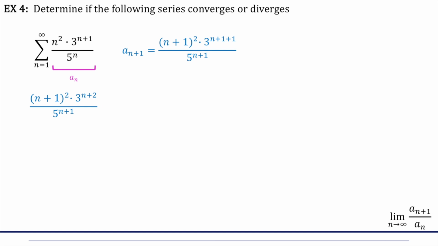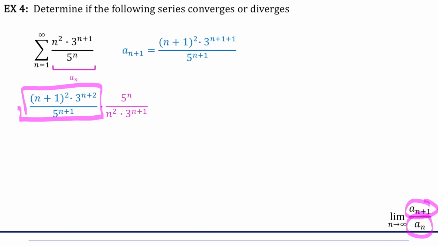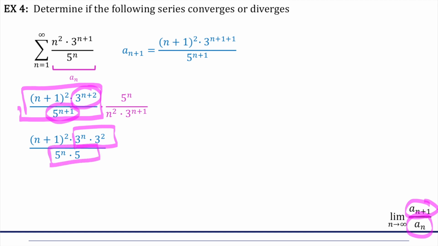All right, now we're going to divide that by a sub n. So we've got a sub n plus 1 divided by a sub n, which means we can multiply by the reciprocal of a sub n. Now, it still looks like a bit of a nightmare, doesn't it? But let's take this first term and clean this up a little bit so we can see what's going on. So 3 to the n plus 2, that's 3 to the n times 3 squared. And 5 to the n plus 1 is 5 to the n times 5.